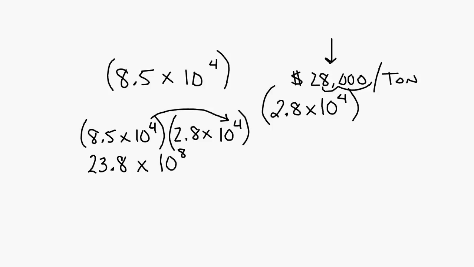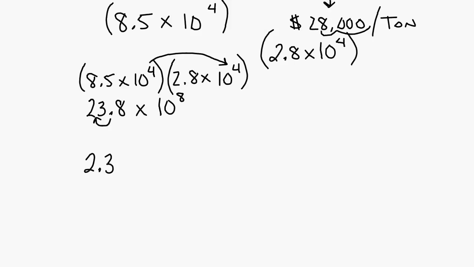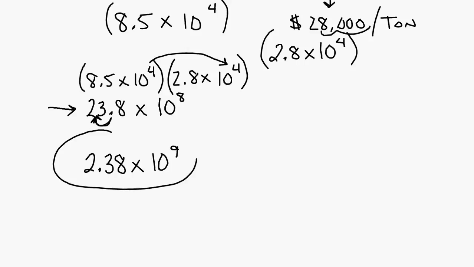This first number is a little bit too big, so this decimal's got to get moved over 1 place. So this becomes 2.38 times 10. This number got made smaller by 1 decimal place. So the power has to get larger by 1 power of 10. So that becomes 10 to the 9th. There's your total cost of goods shipped in scientific notation.